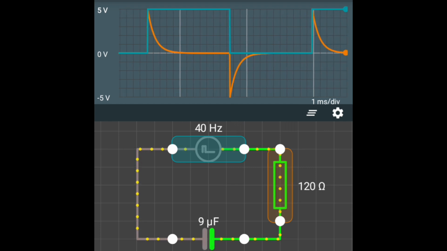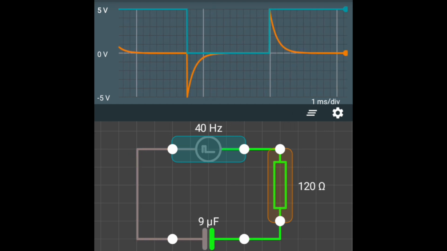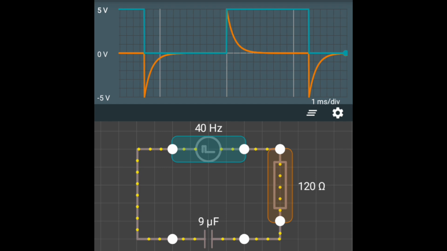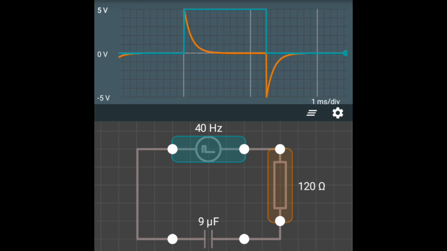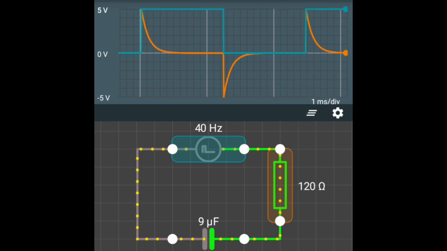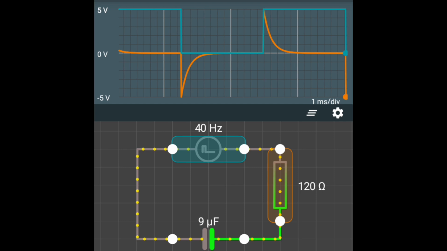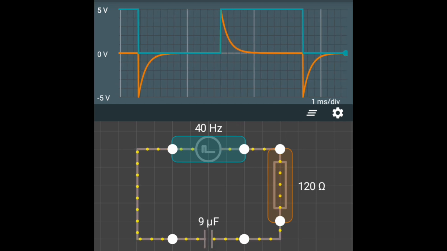What happens when we apply a 40 Hz square wave? A square wave alternates between high voltage and low voltage at a steady frequency. Instead of getting another square wave at the output, let's see what happens step by step.